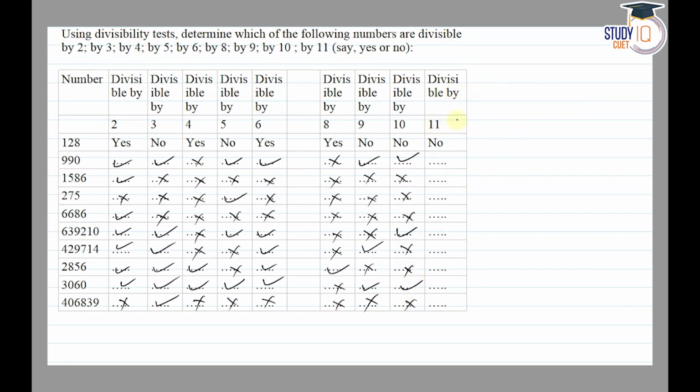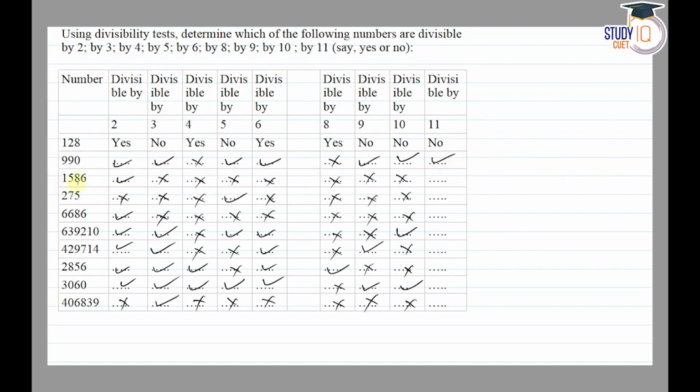Divisible by 11. So the rule is when the difference between sum of odd placed digits and sum of even placed digits is 0 or divisible by 11, then number is divisible by 11. So 9 plus 0, 9, and odd places का even places का हो जाएगा 9. So 9 minus 9, 0, so it is divisible by 11.